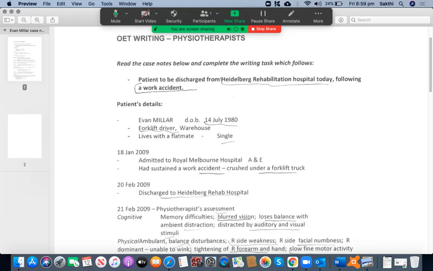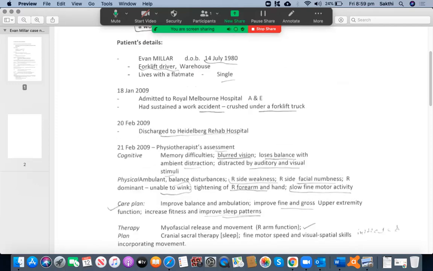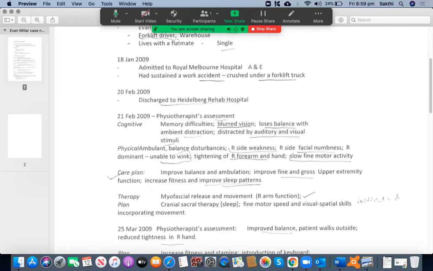And then lives with a flatmate, single. It's not needed, and you haven't included it in your letter, which is good. I'm very happy for you. And then admitted to Royal Melbourne Hospital, A&E, having sustained a work accident, crushed under a forklift truck. And then 20 February 2009, discharged to Heidelberg Rehabilitation Hospital. That's good. And then 21 February 2009, physiotherapist assessment: cognitive, memory difficulties, blurred vision, loses balance with ambient distraction, distracted by auditory and visual stimuli.